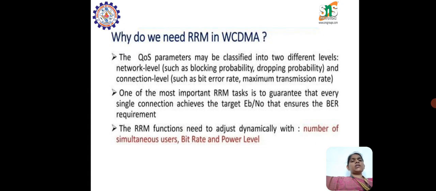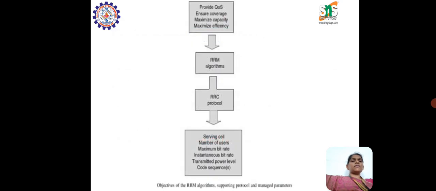So why do we need it? Quality of service parameters are classified into two different levels: one is the network level and the second is the connection level. One of the most important RRM tasks is to guarantee that every single connection achieves the target Eb/N0. The RRM functions need to adjust dynamically with the number of simultaneous users, bit rate and power levels.